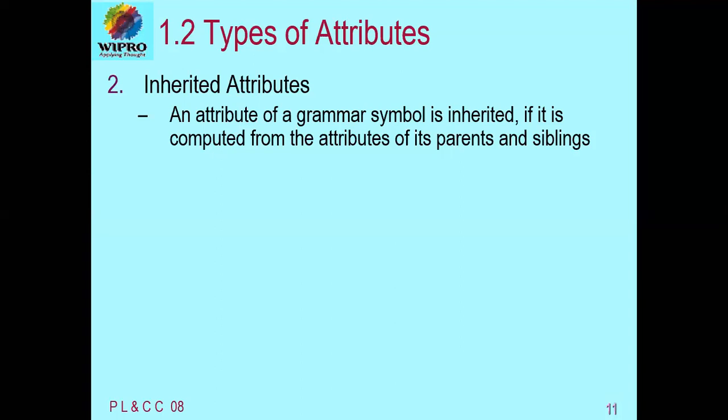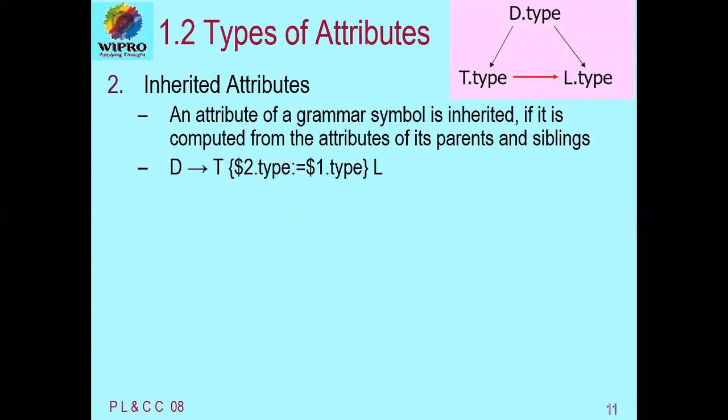Left to right. Then we call it an L-attributed or inherited attribute. Just have a look at this. D.type is an attribute, meaning the dot beside the symbol, whatever we write after the dot, the name is an attribute. T is also having type, L is also having type, D is also having type. Now here D.type is producing T.type and L.type.